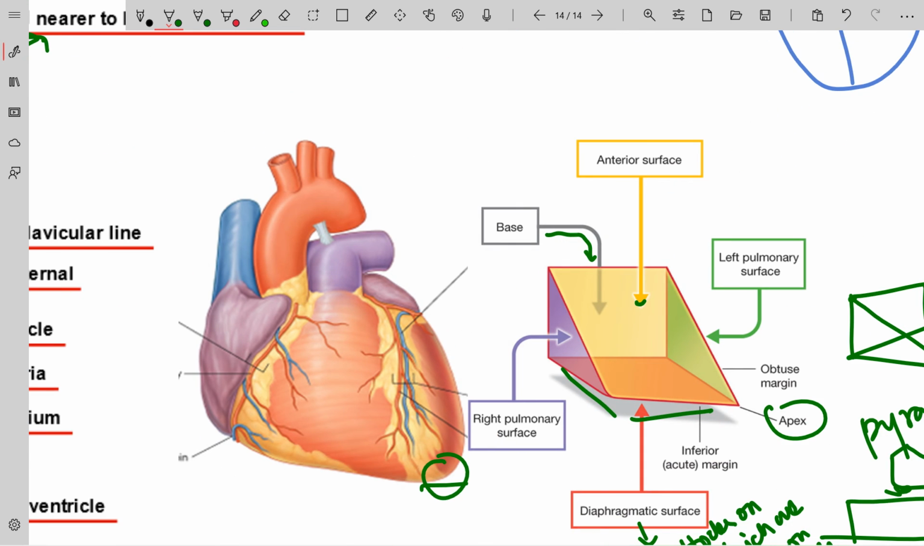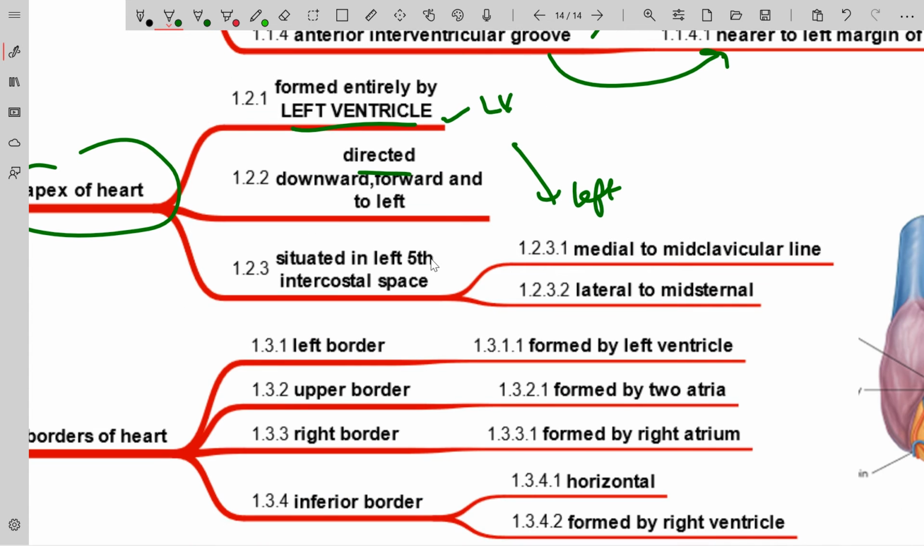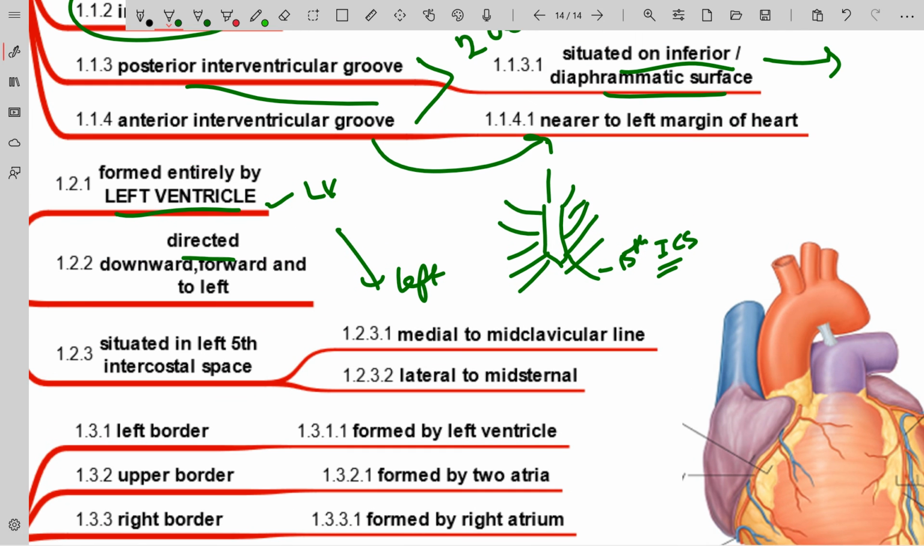This is the apex of heart, formed entirely by left ventricle, directed downward, leftward and forward. It lies in the left fifth intercostal space, at the mid-clavicular line.